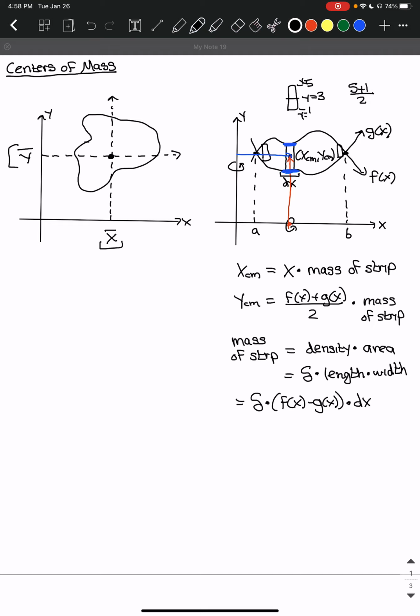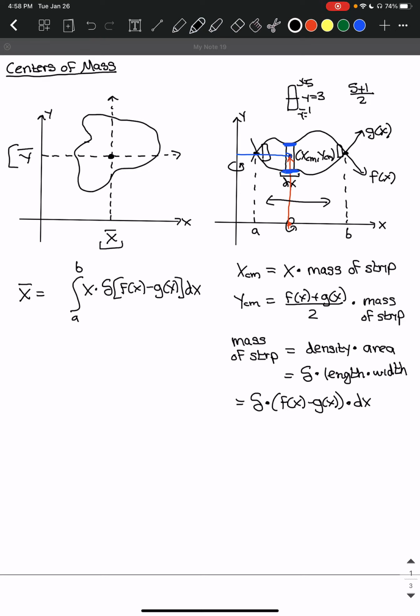All right, so finally we have all the equations we need to write out the big ones we'll be using. If I integrate the center of mass to get x bar, what I can do is integrate from a to b the x center of mass over the entire bounds. Okay, so that will be x times the mass of the strip, which is delta times f of x minus g of x dx. So I'm going to be moving this way with my strips drawn vertically.